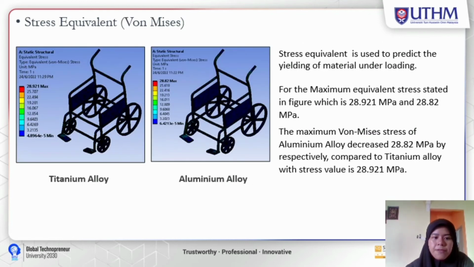The next result we obtained is the equivalent stress. The equivalent stress is used to predict the yielding of material under the loading or pressure we apply. The maximum equivalent stress values in the figure are 28.921 megapascal and 28.82 megapascal. The higher value of von Mises stress is 28.921 megapascal, which is the value for the titanium alloy, compared to the aluminium alloy, whose value is only 28.82 megapascal.